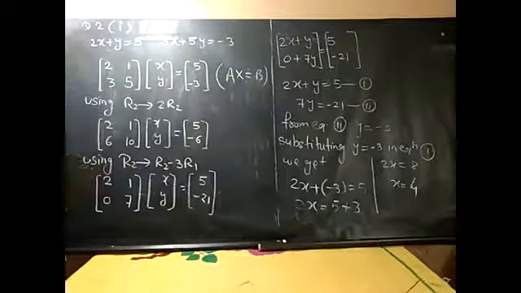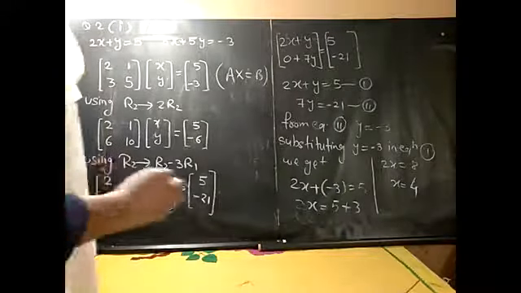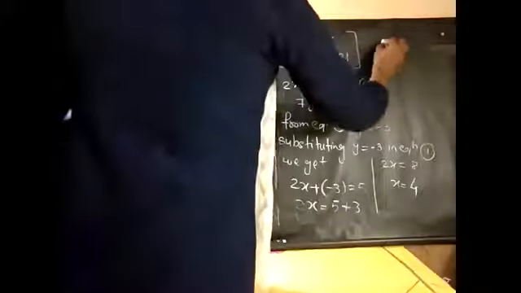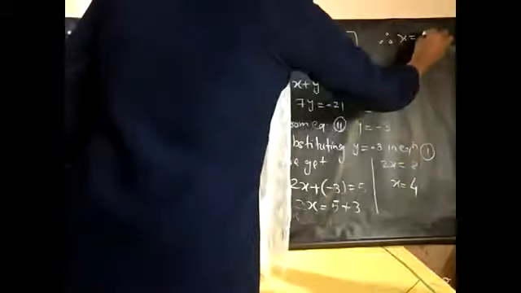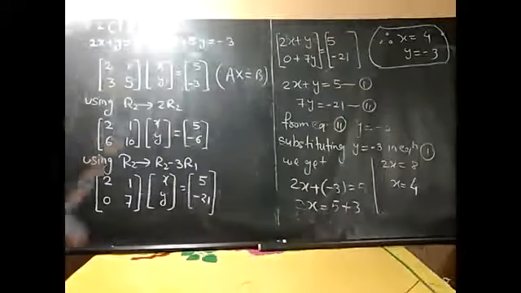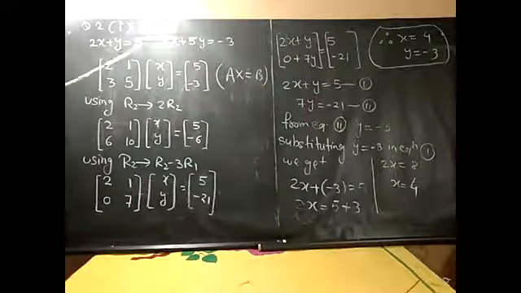Is it clear, children? x equals 4. Thus we have got the value of x equal to 4 and the value of y equal to minus 3. I am writing over here. Therefore x equals 4 and y equals minus 3 is the required solution. This is the solution of the required equation. Please take it down.